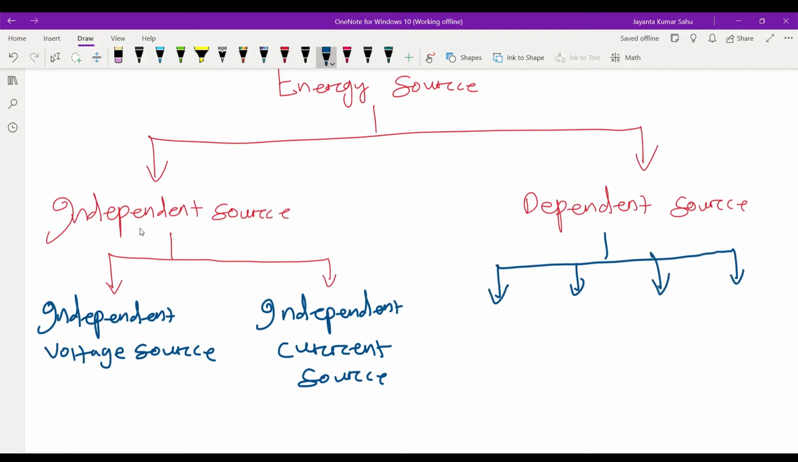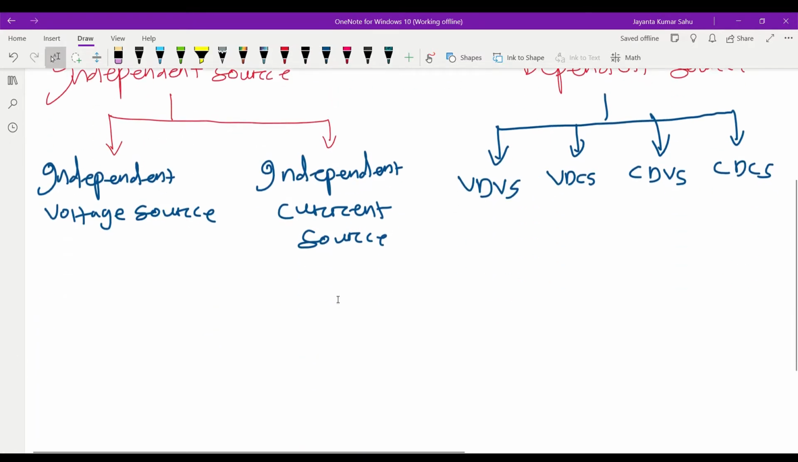First one is voltage dependent voltage source, VDVS. Second one is voltage dependent current source. Third one is current dependent voltage source. Fourth one is current dependent current source. Now first we discuss independent source.